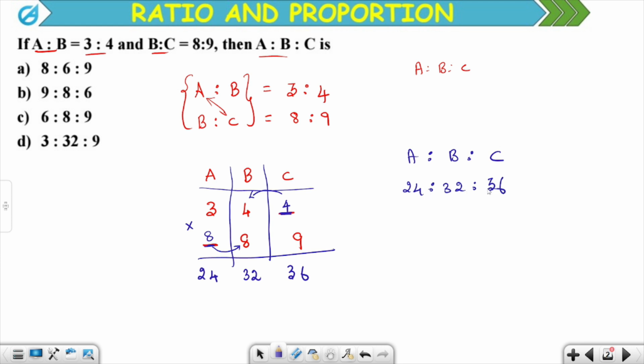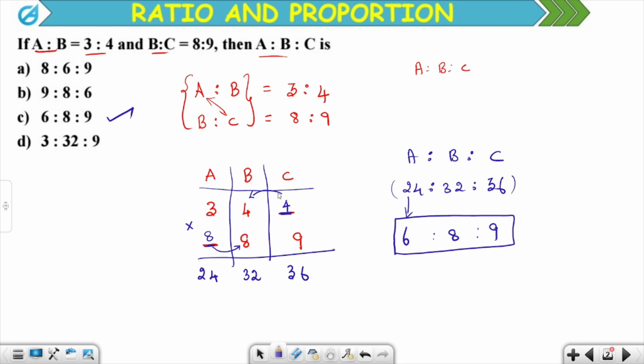to 36. But here, can we cancel all the numbers, 24, 32, and 36, by any other common number? Yes, by the 4 table. If I cancel all three numbers by 4, 24 divided by 4 is 6, 32 divided by 4 is 8, and 36 divided by 4 is 9. So the ratio of A, B and C is 6 is to 8 is to 9.